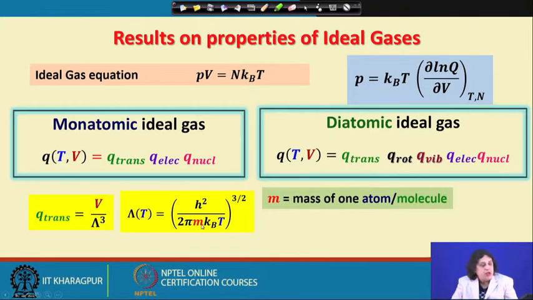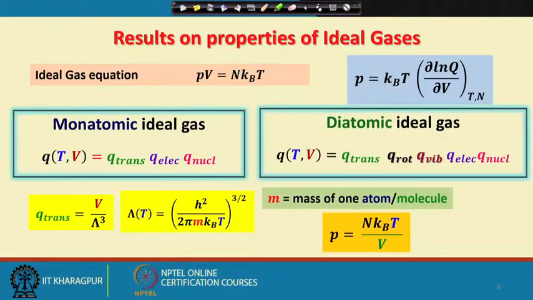m. Now, if we use this, then taking the natural logarithm of q trans and estimating the derivative directly gave us the pressure in terms of n kBT by V. We have already done this derivation.